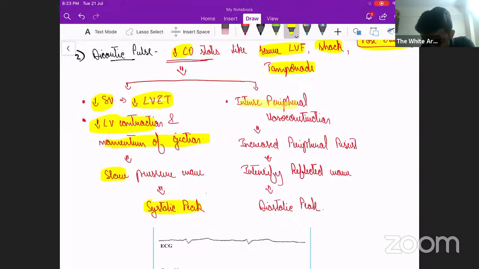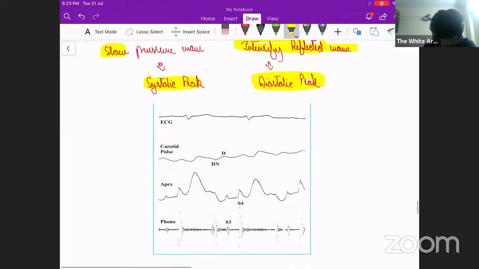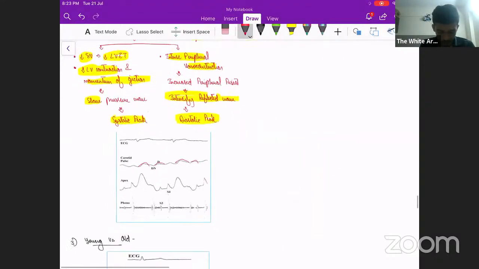There will be increased peripheral resistance and vasoconstriction. When this happens, the reflected wave that you see will be good, so an intensified reflected wave will be there. That will lead to one more diastolic peak. So this is what we see: a systolic peak followed by a diastolic peak. So this was the dicrotic wave.